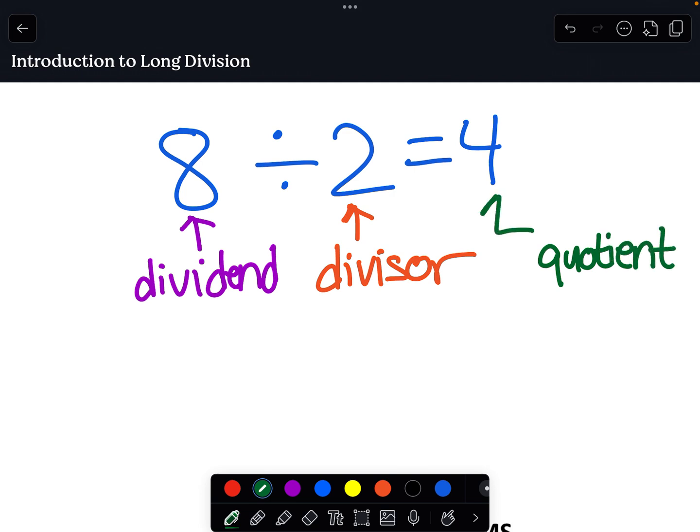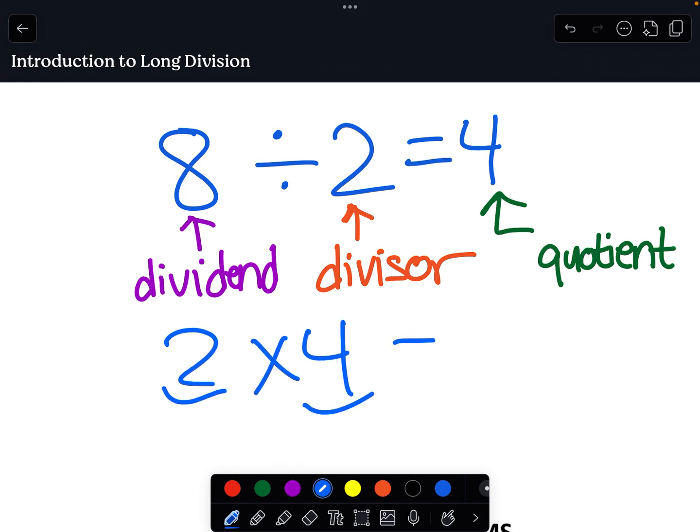So we have these names, and it is important that you know these names because we are going to be using them frequently. Sometimes I notice my students will say something like, 8 and 2 are the factors and 4 is the product. No. That's the case when we have a multiplication problem. So if I had 2 times 4, 2 and 4 are factors with 8 being the product. That's terminology for multiplication. But with division, we have dividends, divisors, and quotients.